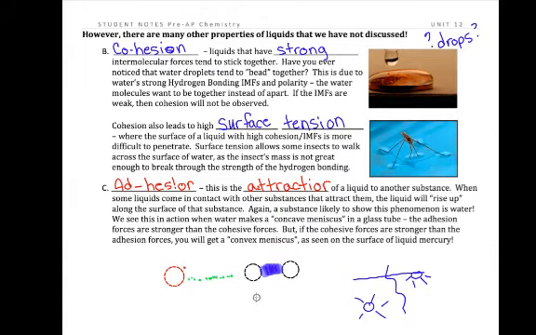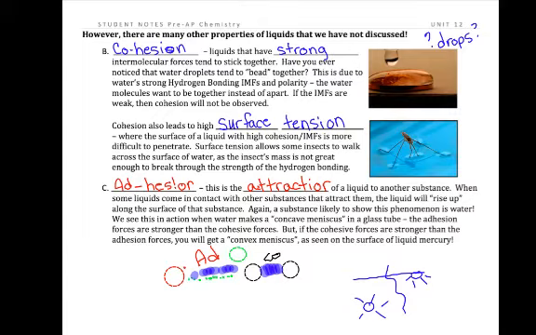That would be an adhesive force of attraction here, and we can compare which is stronger and which is weaker. So cohesive is together, between like molecules, and adhesion is between two different substances.